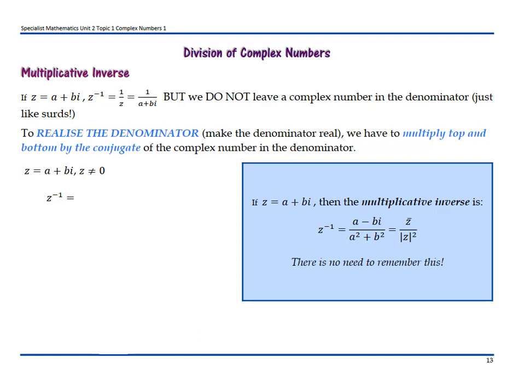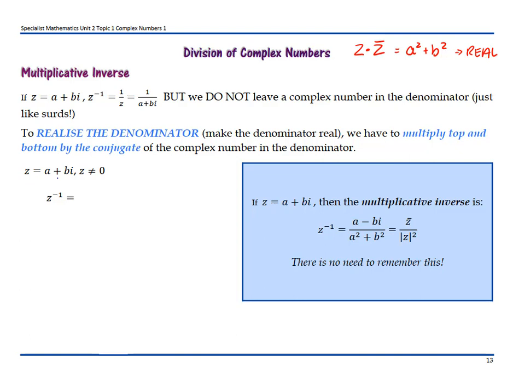Now, in order to do that, previously we found that if we multiplied by our conjugate, so if we had z times by z bar, we ended up with a squared plus b squared, which was real. So that's what we're going to use here. If we multiply by our conjugate, we'll end up with a real number.